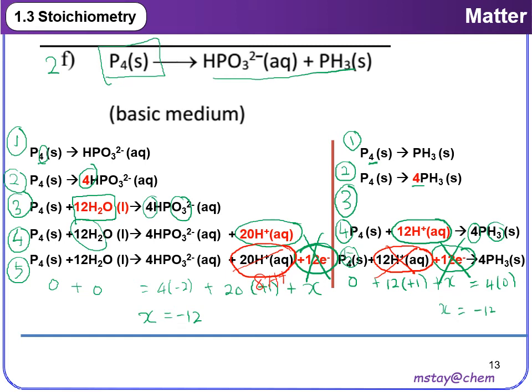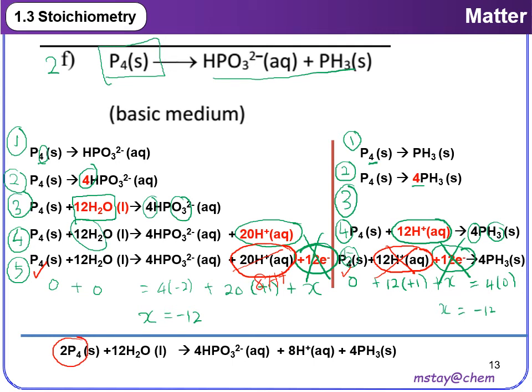So now we can combine both half equations. P4 plus P4, so that's why here we have 2P4. 12H2O, and then we produce 4HPO3 2 negative. After cancelling out the H plus, we are left with only 8H plus, and then another product here is 4PH3.